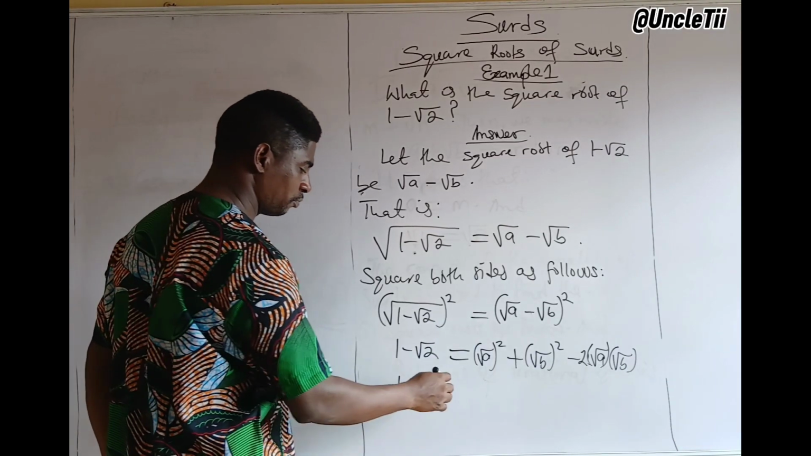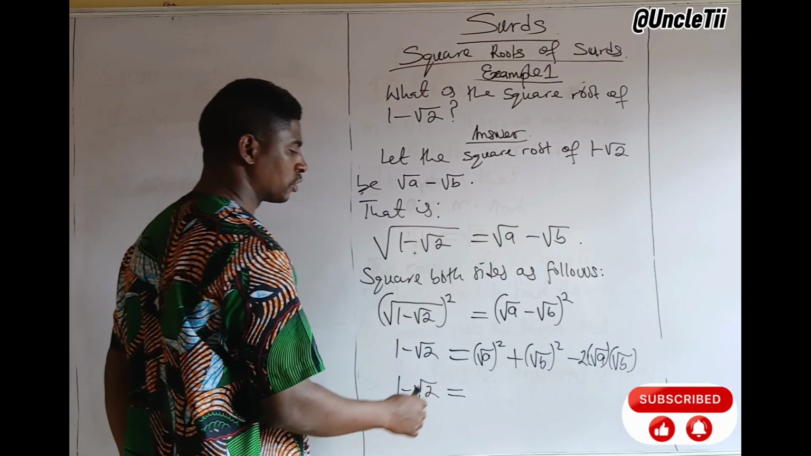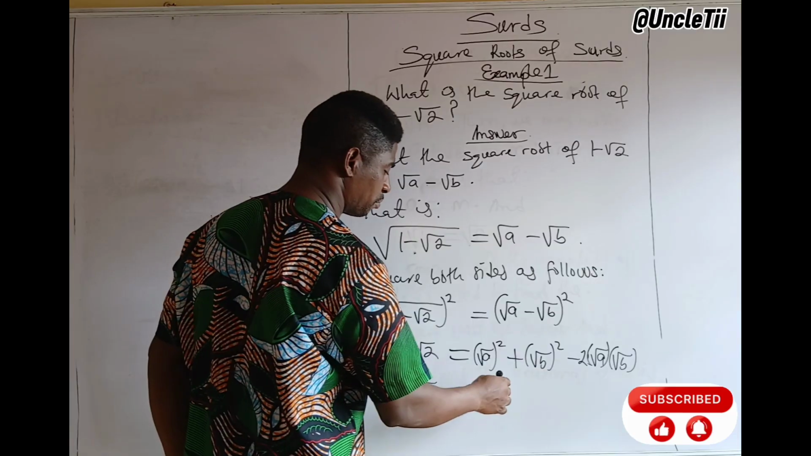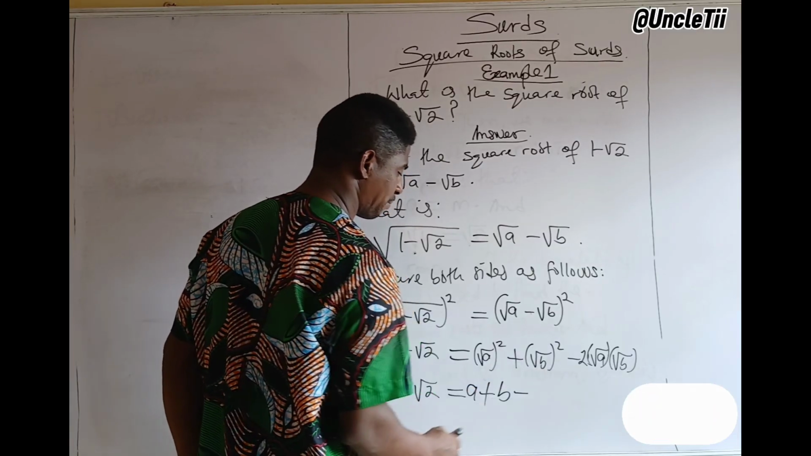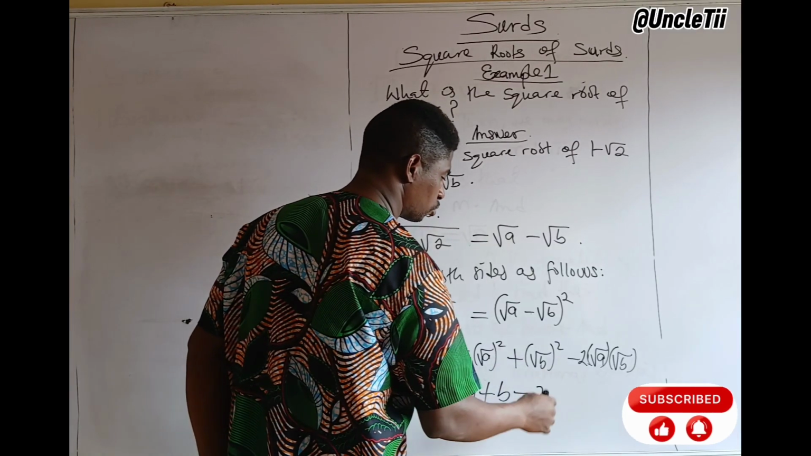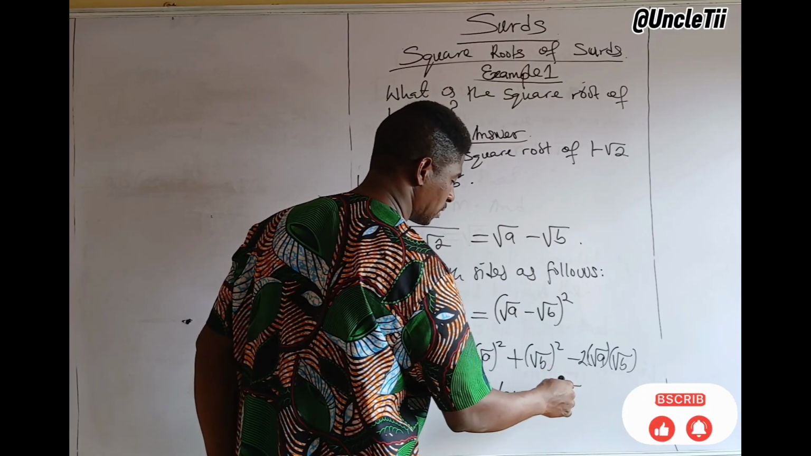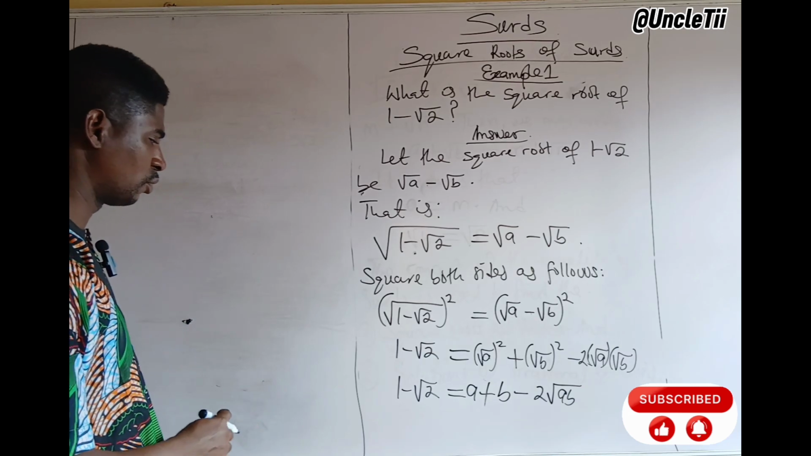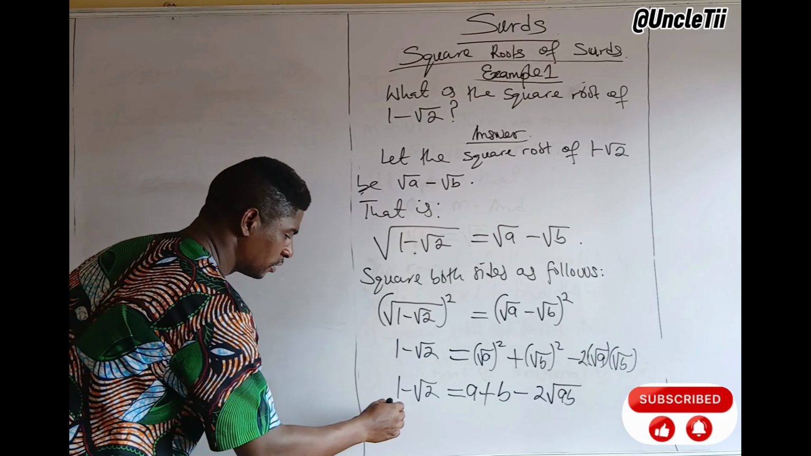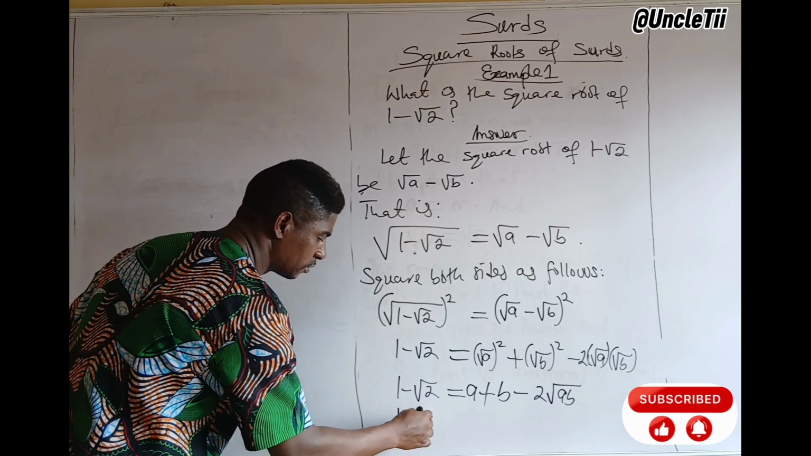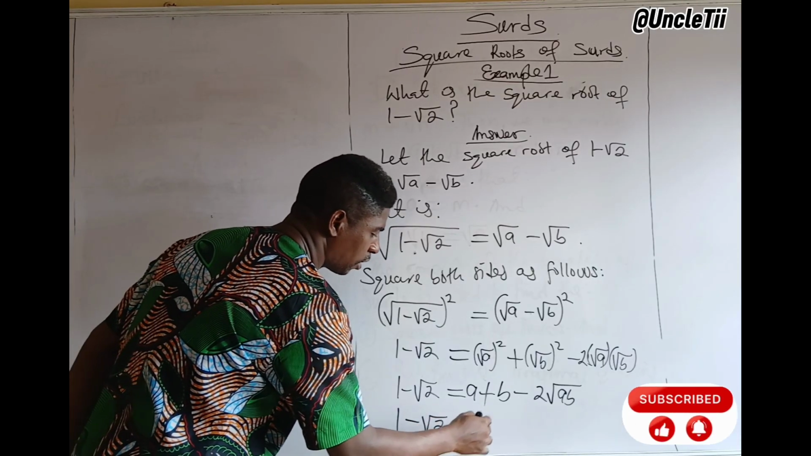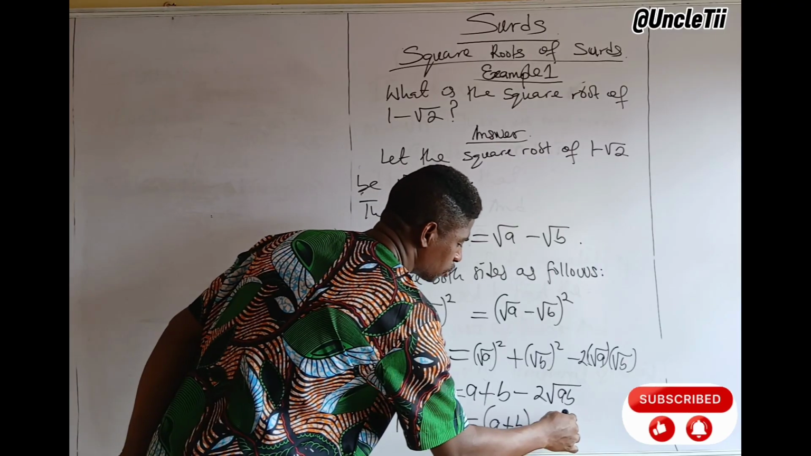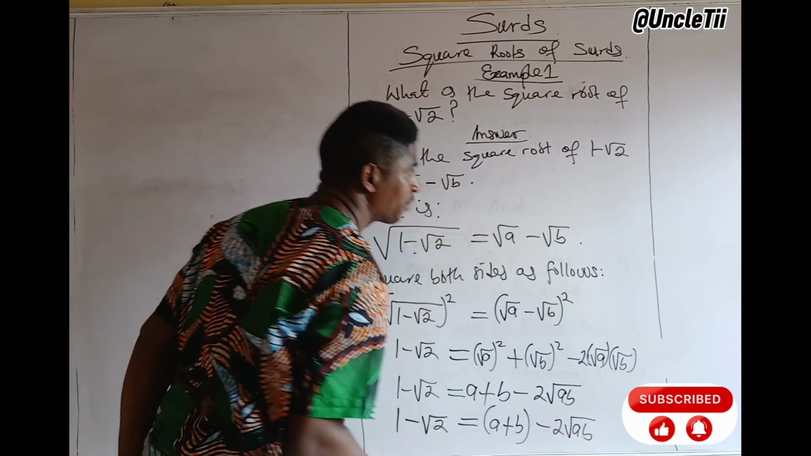This will give us 1 minus root 2 equal to the square of root A is A plus the square of root B is B. Then minus 2 root AB, since 2 times root A times root B is 2 root AB. Now this will give us 1 minus root 2 equals A plus B in brackets minus 2 root AB.